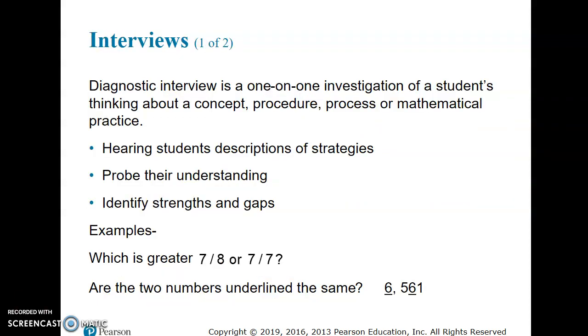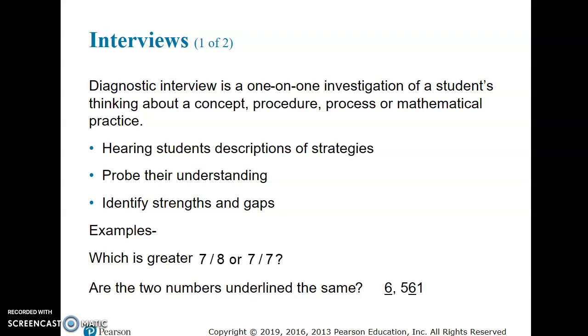Interview. A diagnostic interview is a one-on-one investigation of a student's thinking about a concept, procedure, process, or mathematical practice, hearing students' descriptions of strategies and probing their understanding. Ask questions such as, how do you know they're the same, or is this the correct answer? Identify their strengths and gaps.